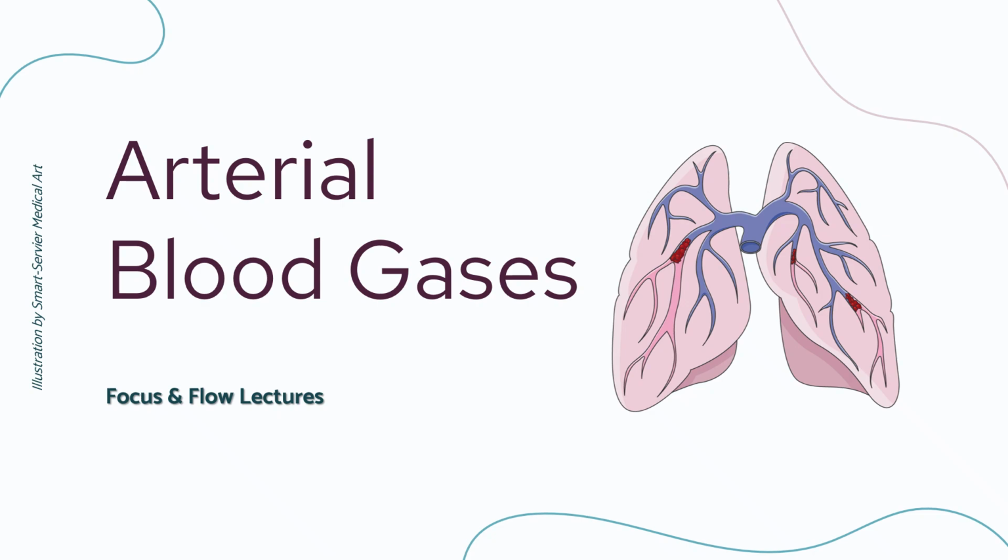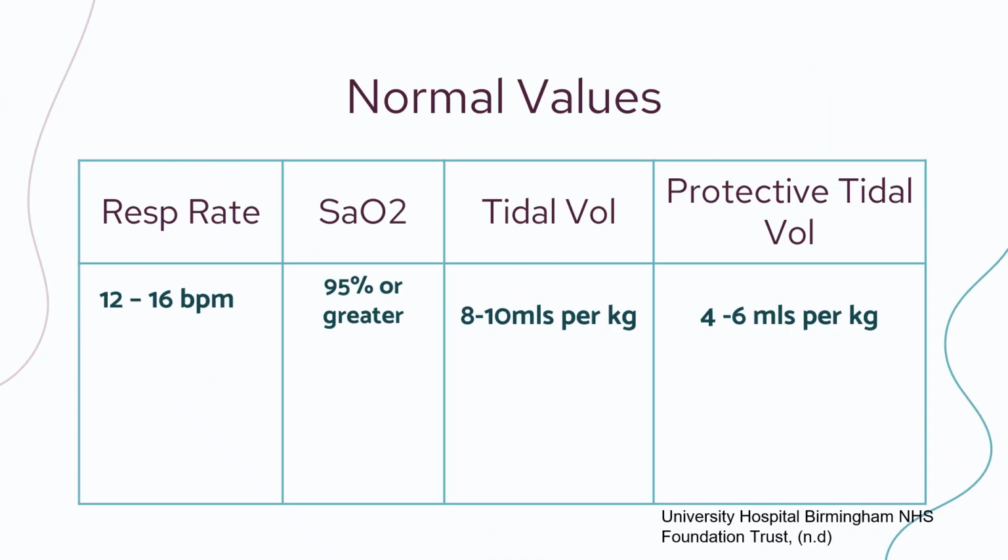Today we are going to be going over arterial blood gases. Let's review the normal values. So for respiratory rate, we have 12 to 16 beats per minute. For the SaO₂, you want 95% or greater, unless otherwise specified by the physician, or, for example, in conditions such as COPD, the parameters are usually between 88 to 92%.